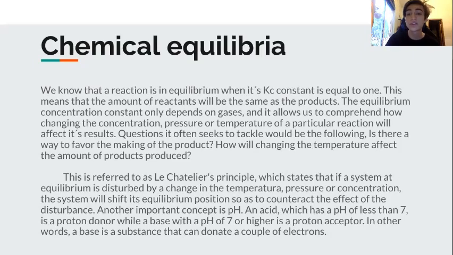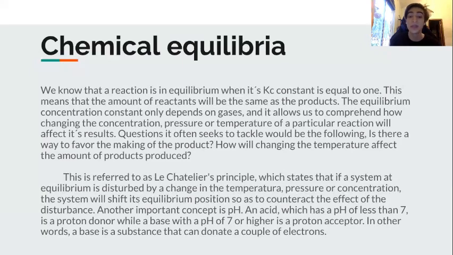It often wishes to tackle questions like, is there a way to favor the making of the product? How will changing the temperature affect the amount of products produced? This is referred to as Le Chatelier's principle, which states that if a system at equilibrium is disturbed, the system will shift its equilibrium position to counteract this effect.